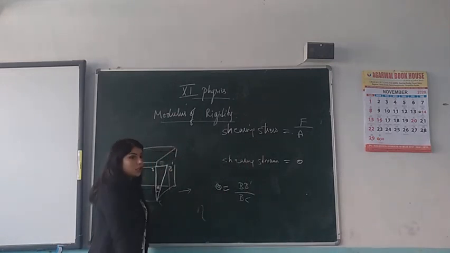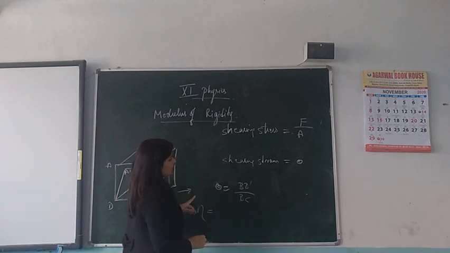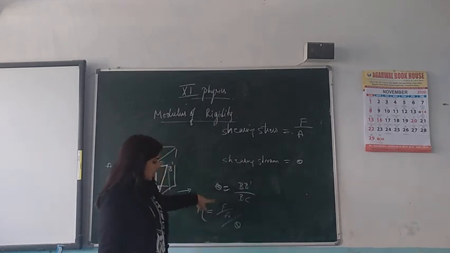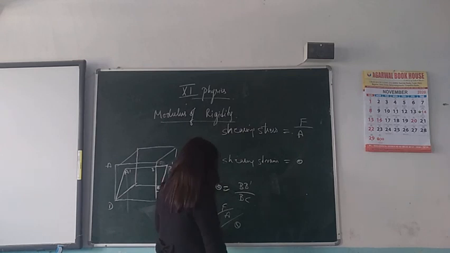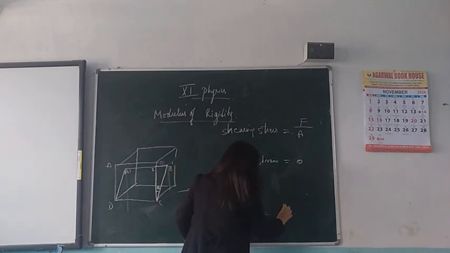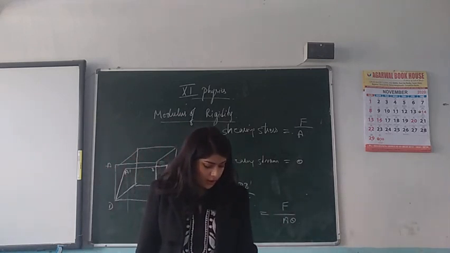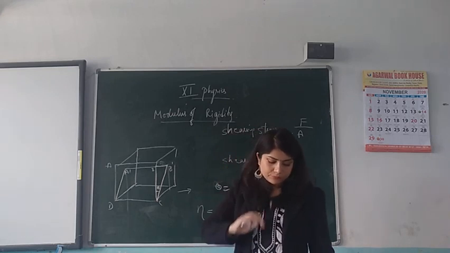So modulus of rigidity, denoted by nu, okay, this is not n, this is nu, will be shearing stress F divided by A, divided by shearing strain, that is theta. Or this can be written as F divided by A theta, because this is modulus of rigidity, and the unit is still the same, that is Newton per meter square.